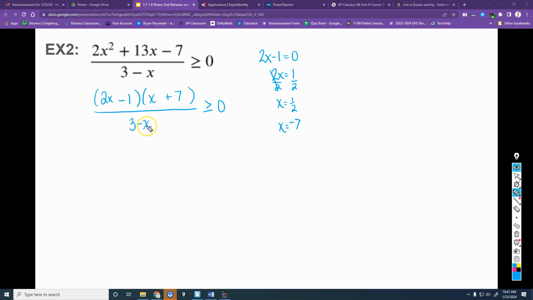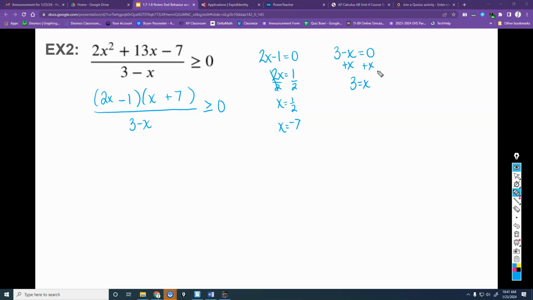What do I get for the 3 minus x? It's a positive 3. Right, be careful with that. Sometimes people want to use a negative 3. When you got 3 minus x equals 0, I just usually take that x and add it over to the other side. 3 equals x. So we've got 1/2, negative 7, and 3.